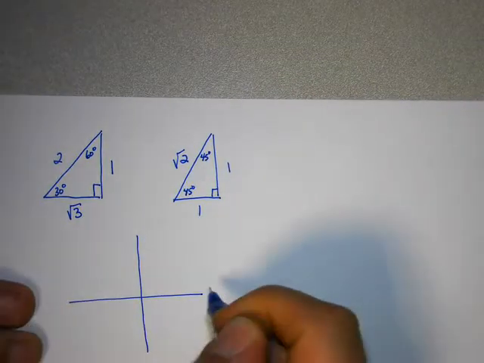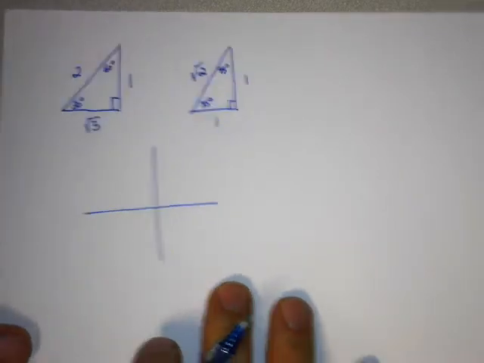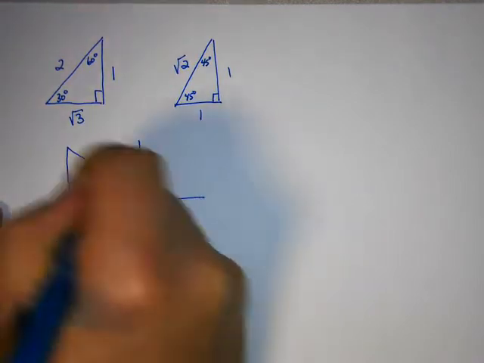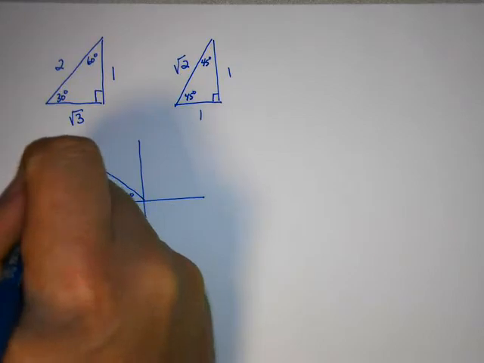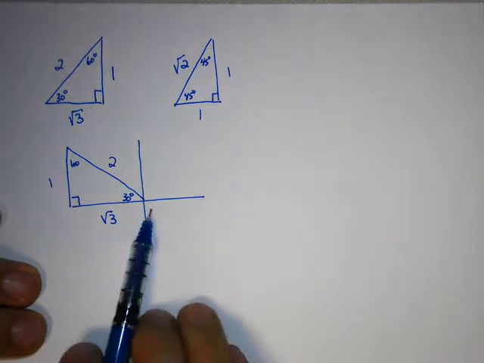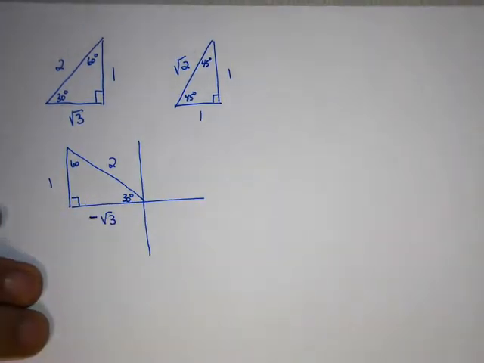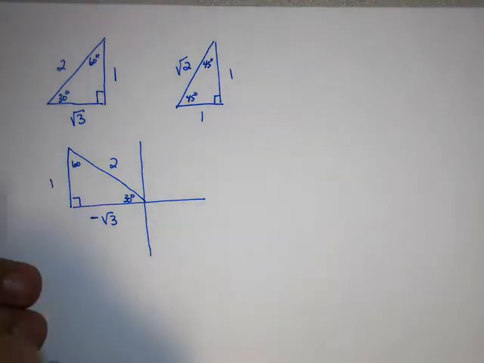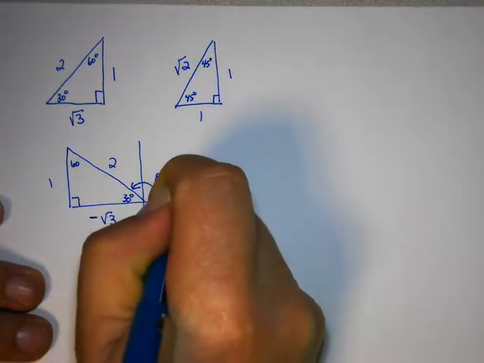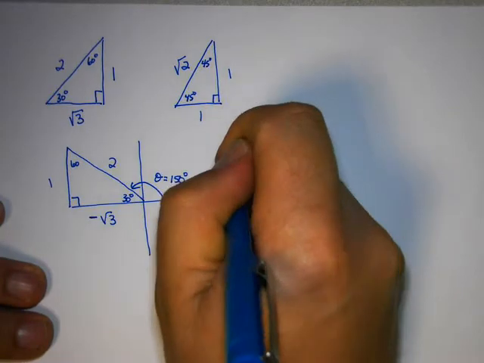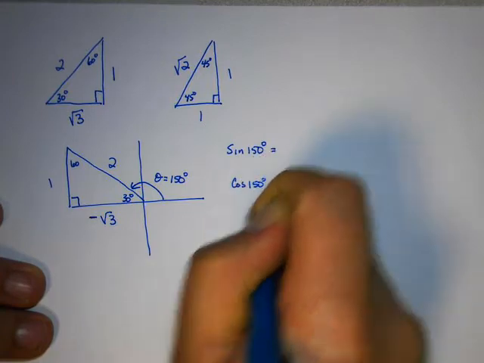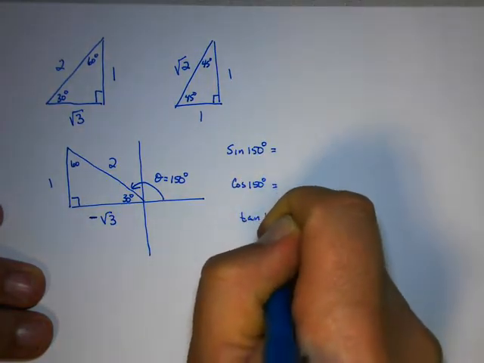Now if we move, instead of just being in the first quadrant, as we move around, we could have a 30, 60, 90, 1, square root of 3, 2 triangle. But now, because we went back, that's actually going to be a negative, so this is where we have to be careful of our signs. Since we went up, that's positive. But what is theta? Theta is really 150 degrees.